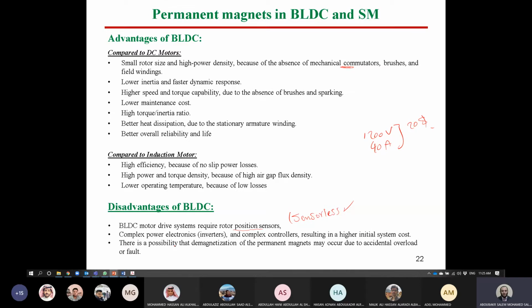Number 3, there is a possibility that demagnetization of permanent magnets may occur due to accidental overload or fault. This actually exists, and we have to find some ways to protect the permanent magnets from these overloads or short circuits or whatever.